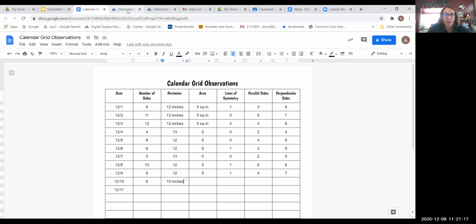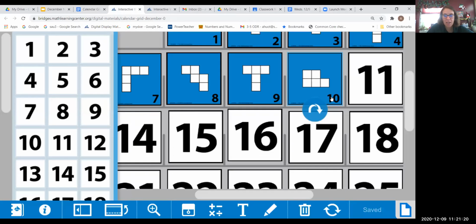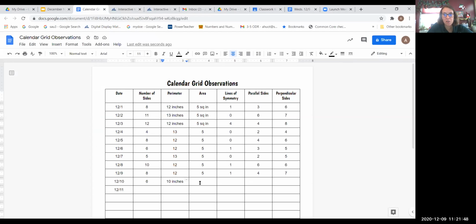So here we're going back to the calendar, back to 10 for the area. So you remember the area is how many squares make up this shape. And so far they've all been the same. They all have an area of 5. So there's 1, 2, 3, 4, 5 total square inch blocks that make up this shape. So I'm going to put 5 square inches.